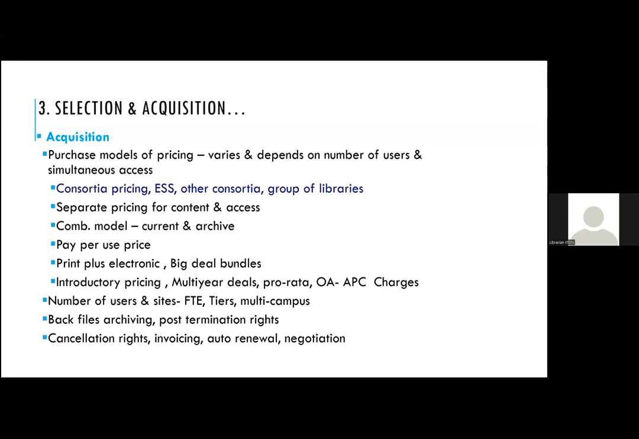And then we go to the acquisition. Here once again there are a number of things that one needs to look at, and we consciously look at all of these purchase models of pricing, basically, and it varies and depends on the number of users and simultaneous access. Most of the time the publisher will come and say that okay, your entire institute will be using, and this is the price. So we really have to give them the details about who is going to use, how many faculty members are working in this area, and all that.